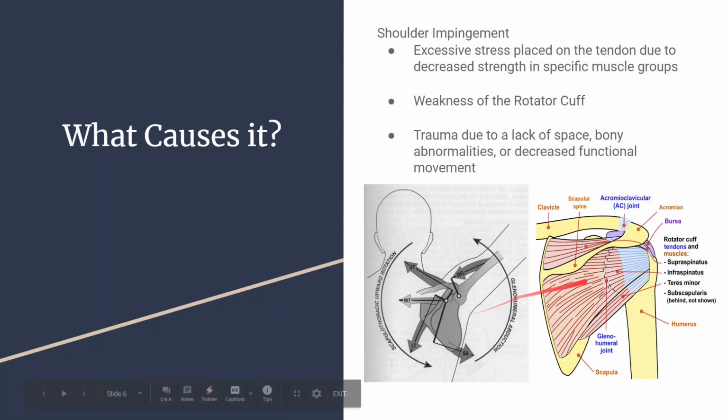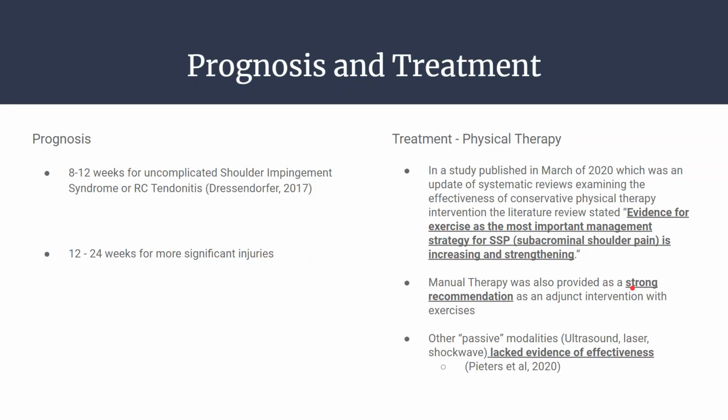So that's where those tendons can start to get irritated, okay, as they travel underneath, or just due to your everyday life. So, prognosis and treatment. The prognosis is usually very, very good for just tendonitis itself. One study found that 8 to 12 weeks would be the time frame for uncomplicated shoulder impingement syndrome or rotator cuff tendonitis. And then in that same study, they found 12 to 24 weeks for more significant injuries.